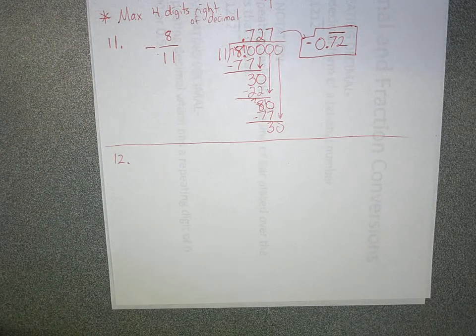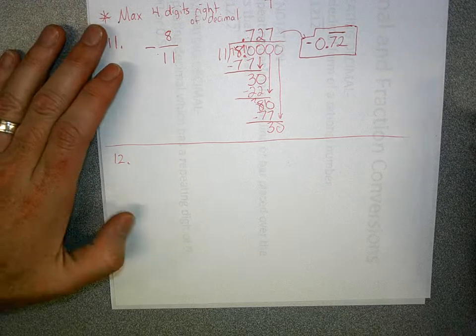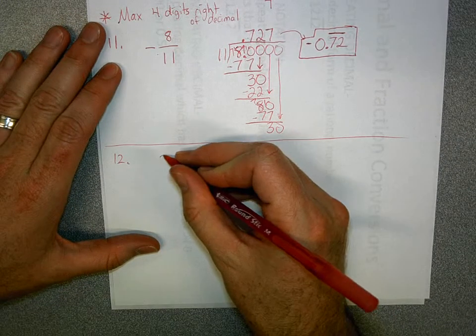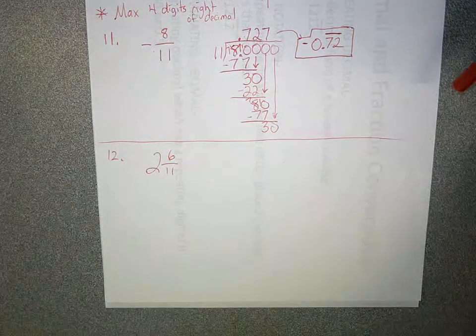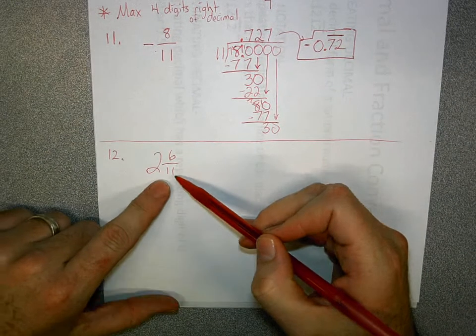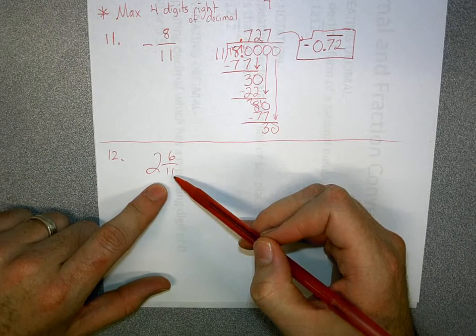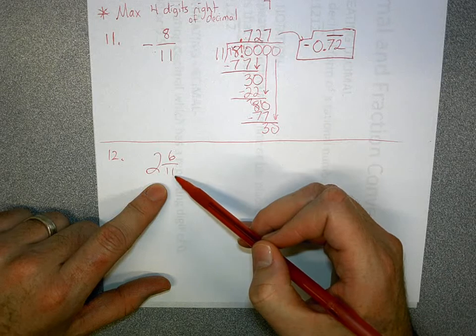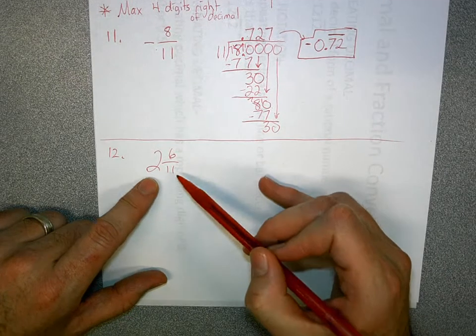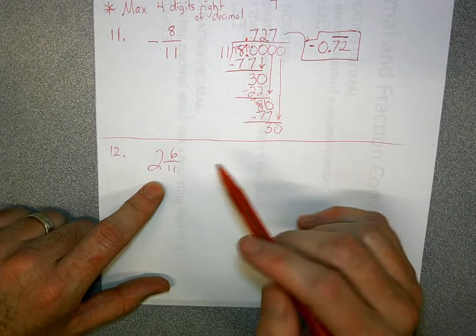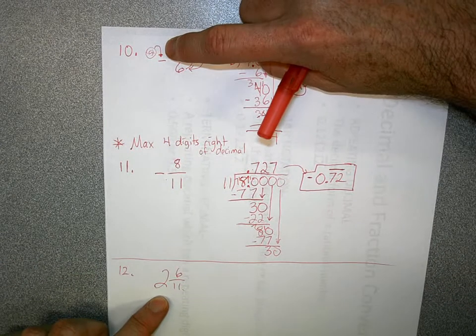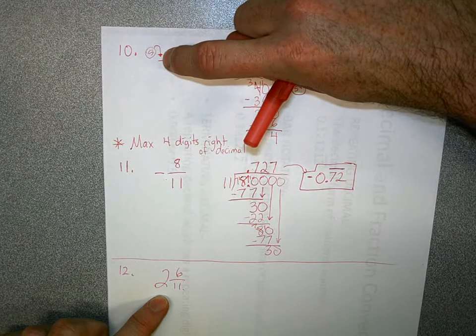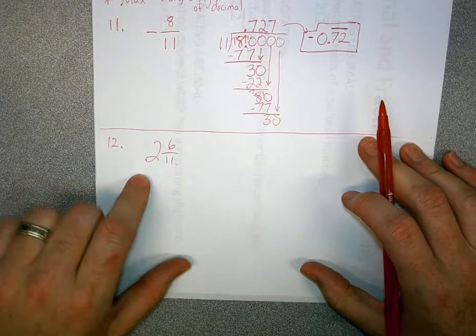Okay, with problem number 12, it has 2 and 6/11. So here's what we're going to do. When we do this problem, this is the nice thing, we're going to follow the exact same steps as number 10. But instead of dropping the negative, we're actually going to just drop the whole number for now.